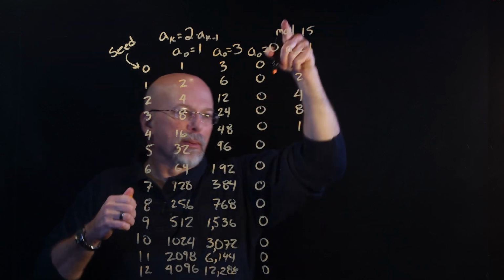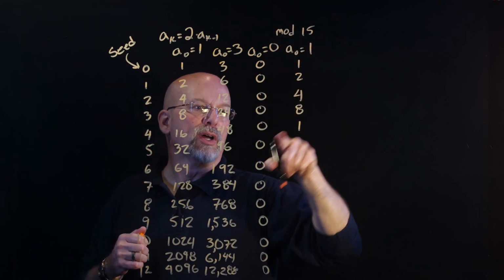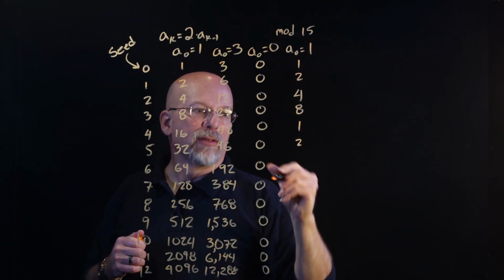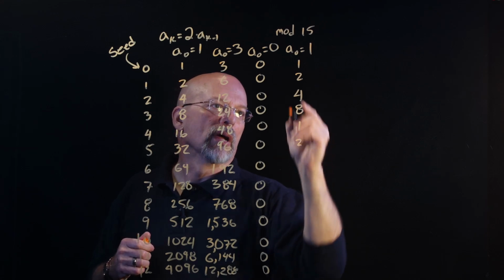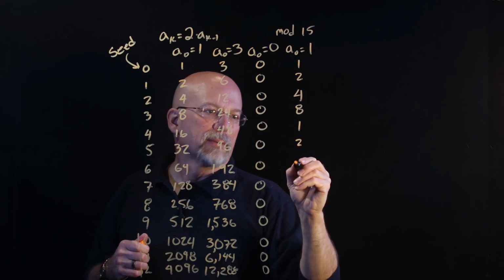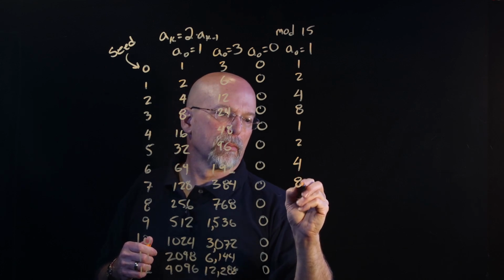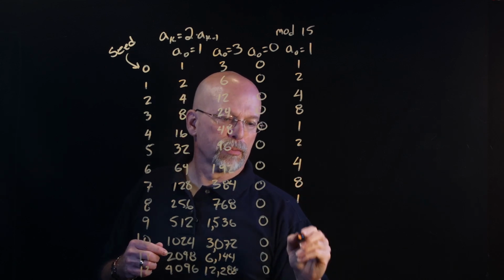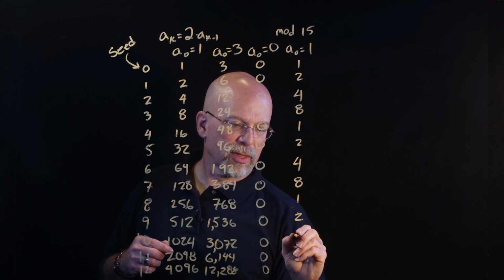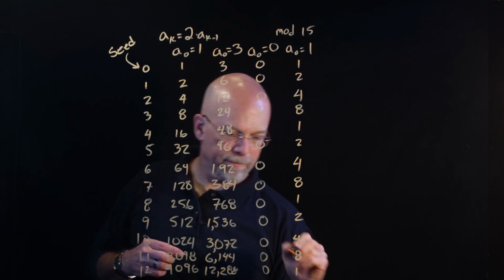And in fact, if you complete this, starting at 1, so 1 times 2 is 2, mod 15 gives us a remainder of 2, and then 2 times 2 mod 15 is 4, 2 times 4 mod 15 is 8, and then it loops back to 1. And so we get this cycle, all right?